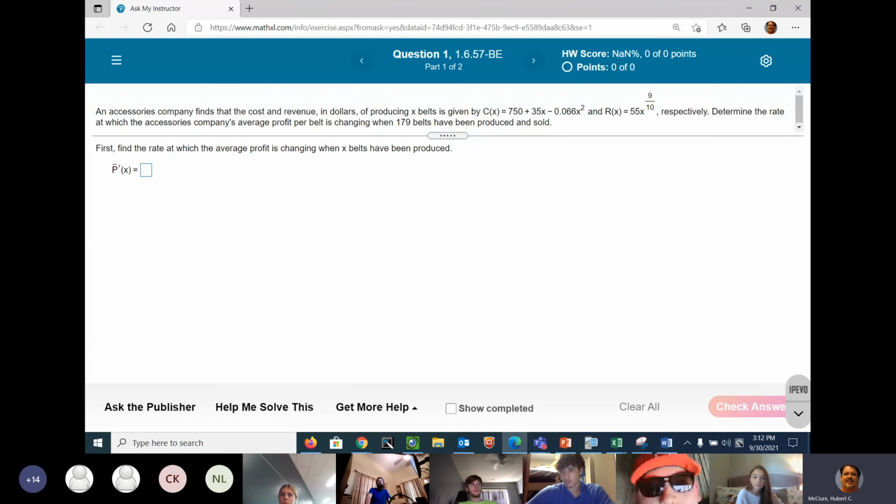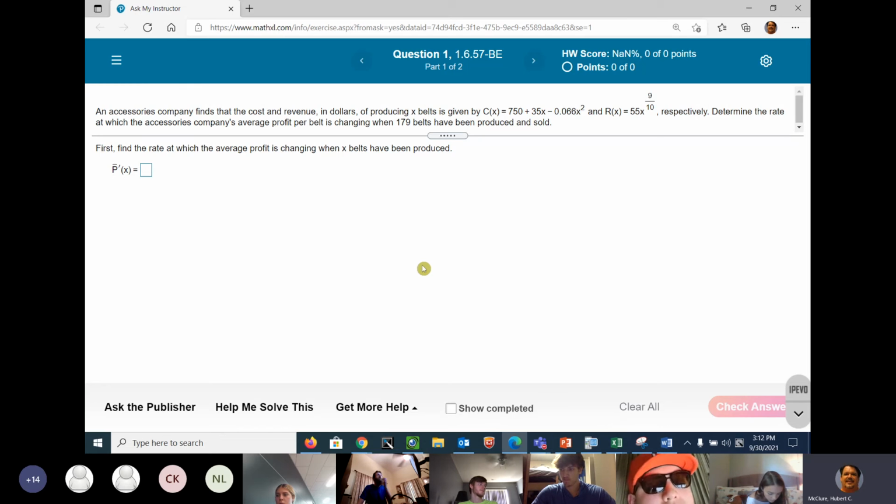Okay, we good. An accessory company finds the cost and revenue in dollars of producing x items given by C of x equals 750 plus 35x minus 0.066x squared, and R of x equals 55x to the 9/10 power. Nobody writes equations like this. Determine the rate of change at which the company's average profit.